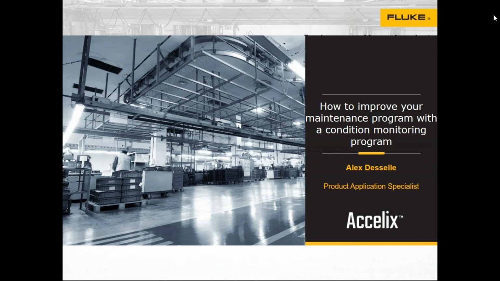So now, how can we improve our maintenance program with condition monitoring? First of all, let's talk about Accelix. Accelix is a Fluke entity. It's all about connected reliability, and that's really the connected portion. It has to do with the data and getting the data from your tools or your sensors, but also has to do with the pillars of reliability maintenance practices as well.